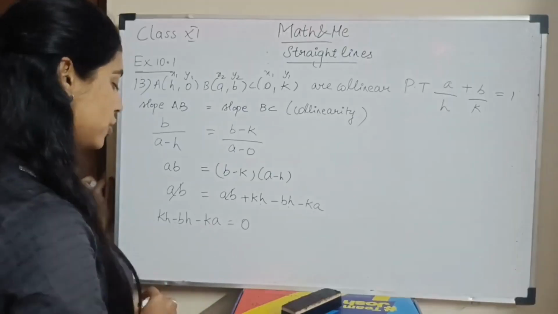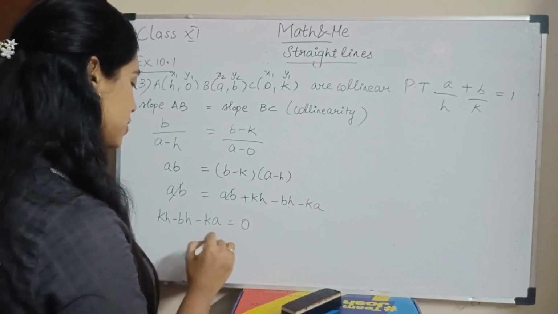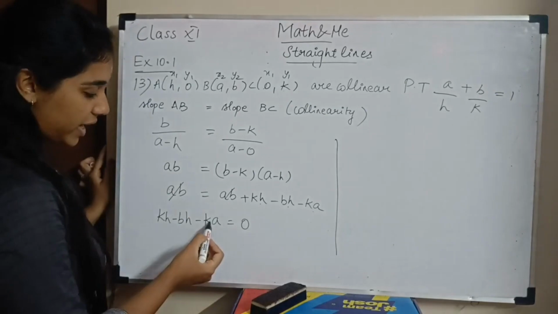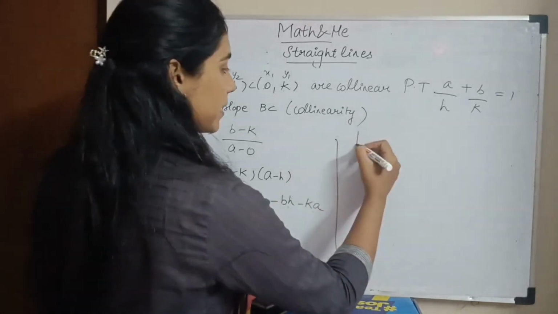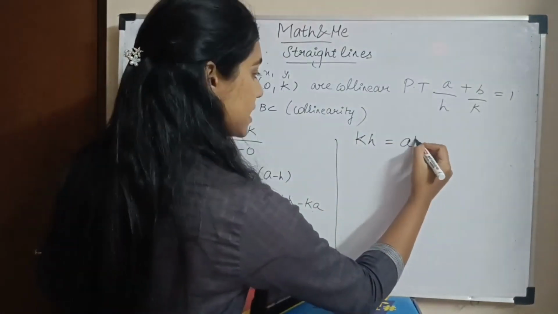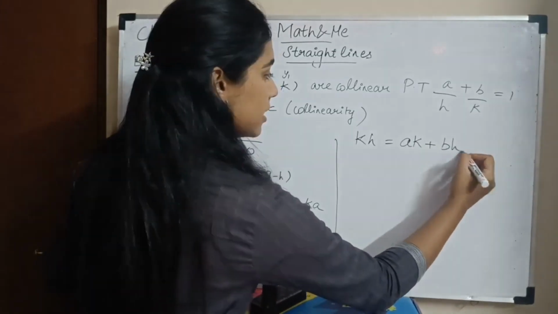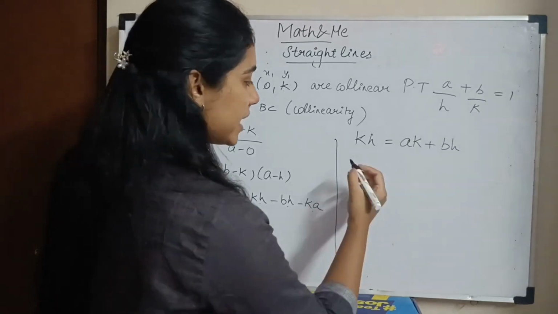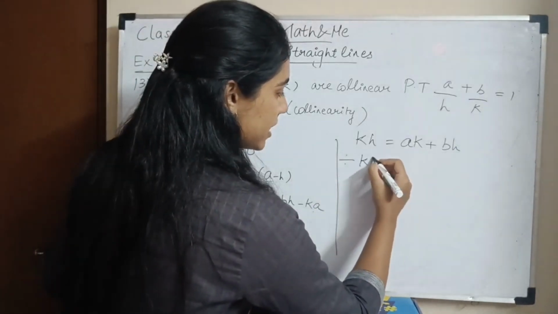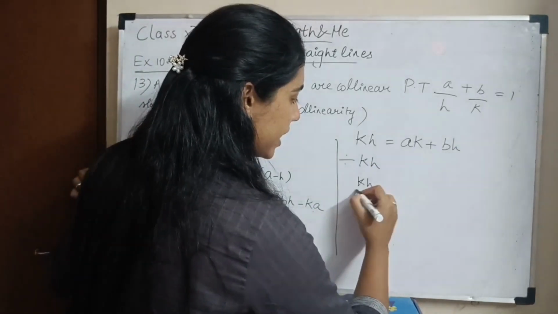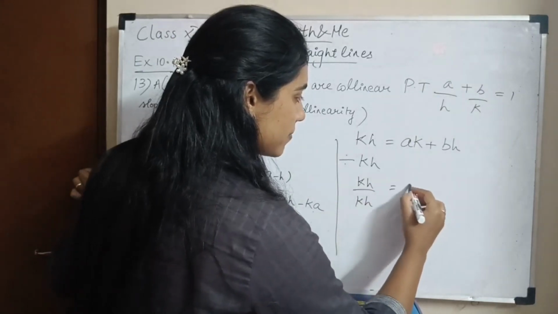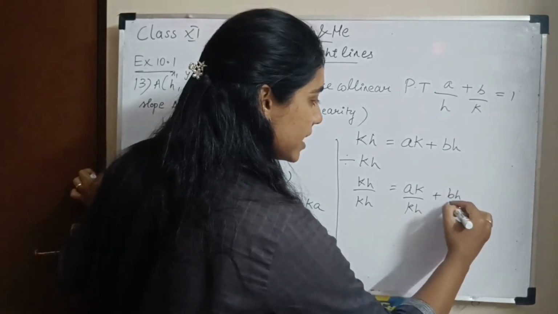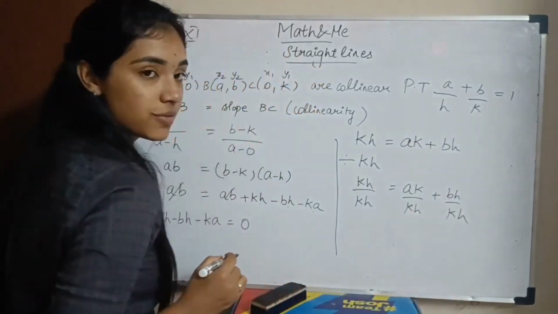I need A and B in the numerator. So I am going to keep these two terms on one side and the other term on the other side. I write down here, I am going to take AK to the right hand side. So it becomes KH equals AK plus BH. Okay. Now I am going to divide the whole equation by HK. Dividing by KH, what do I have? KH divided by KH equals AK divided by KH plus BH divided by KH.